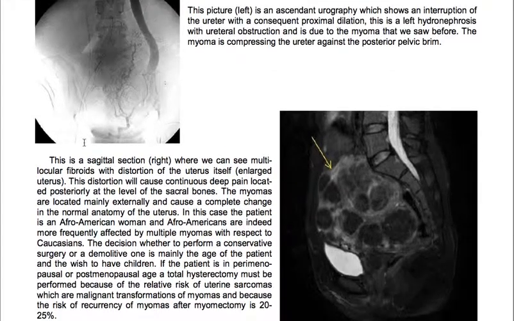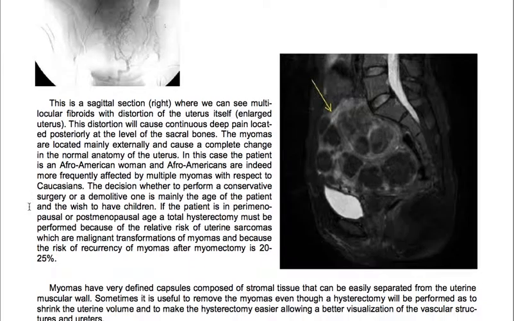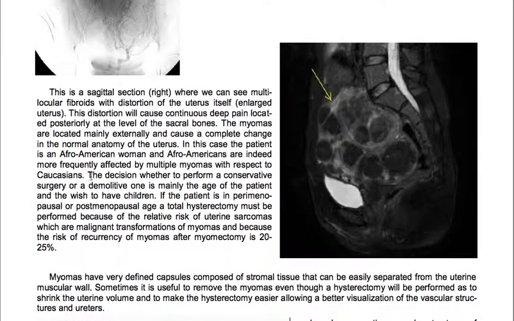So here we see some cases. In general, the decision whether to perform conservative surgery or a demolitive one is mainly the age of the patient and the wish to have children. If the patient is of perimenopausal or postmenopausal age, a total hysterectomy must be performed because of the relative risk of uterine sarcomas, malignant transformations of myomas, and because the risk of recurrence of myomas after myomectomy is 20–25%.